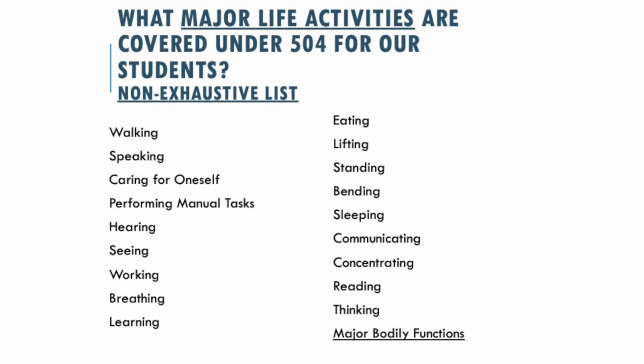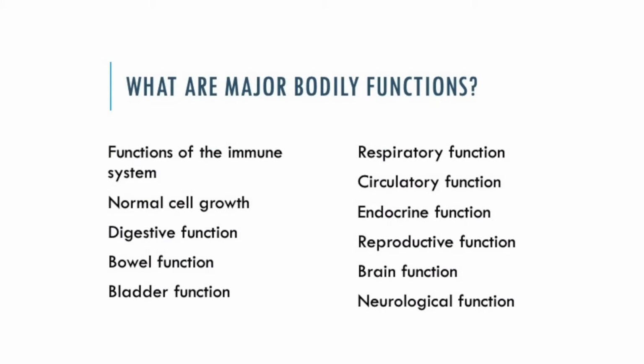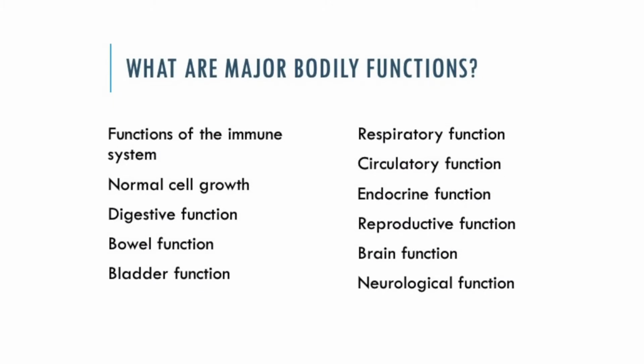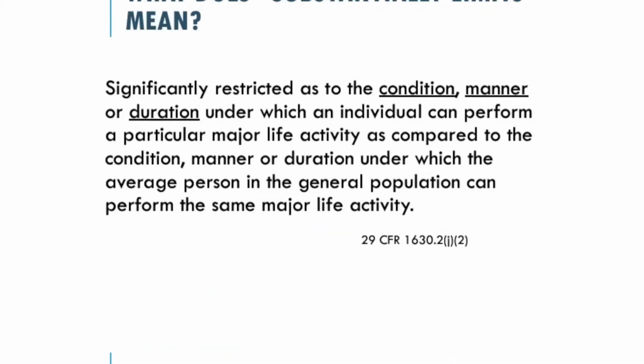Therefore, rather than considering only how an impairment affects a student's ability to learn, school staff must also consider how the impairment affects any major life activity of the student and, if necessary, assess what is needed to ensure that students have an equal opportunity to participate in the school's programs. Some examples of a major life activity that could be substantially limited by ADHD include concentrating, reading, thinking, and functions of the brain. Major bodily functions may include functions of the immune system, normal cell growth, digestive, bowel, bladder, respiratory, circulatory, endocrine, reproductive, brain, and neurological function. What does substantially limits mean?